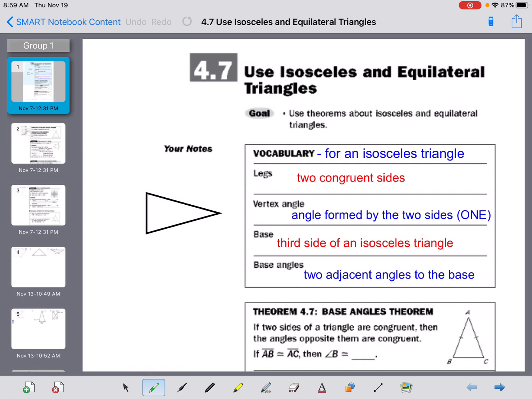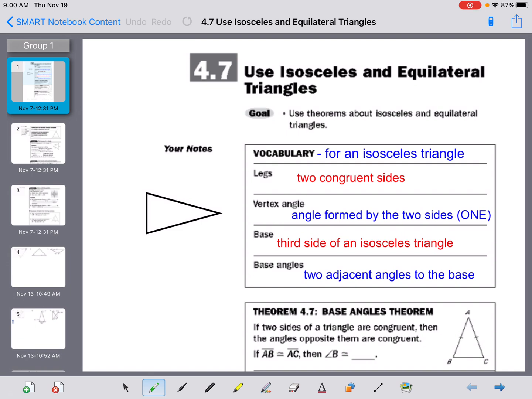So we have some vocab here today, and I have to stress these are specific for an isosceles triangle, okay? Just like the other day in hypotenuse leg, we went over the hypotenuse and a leg, and those words were specific for a right triangle. So today's are specific for an isosceles triangle.